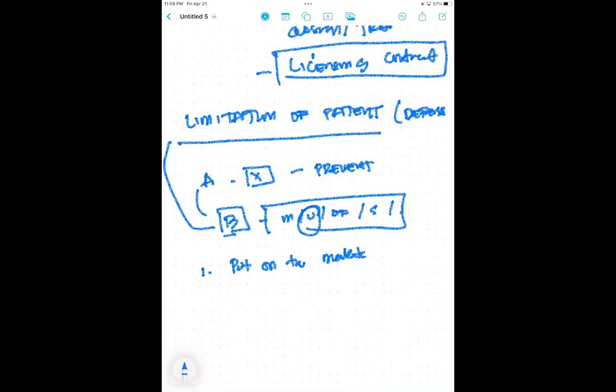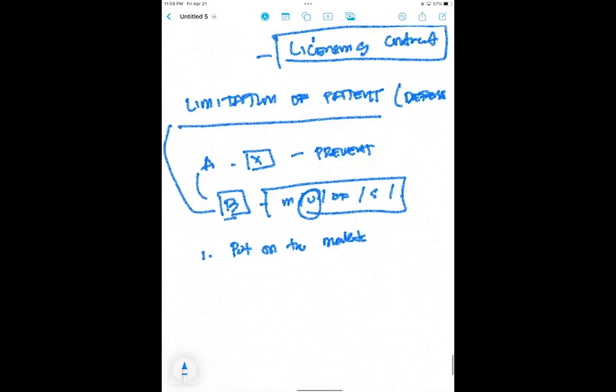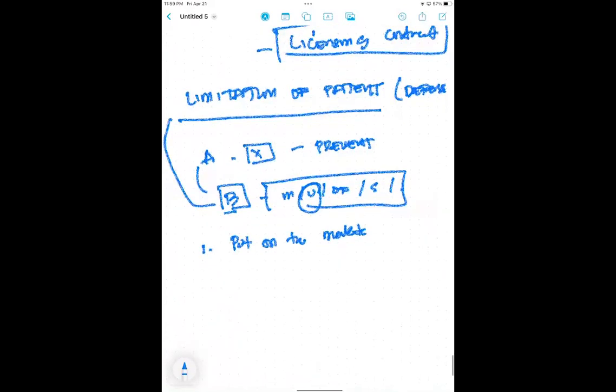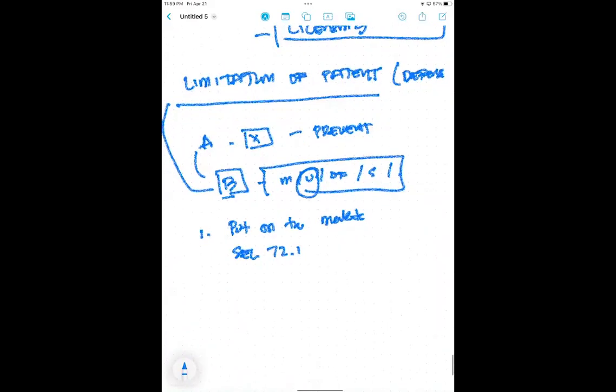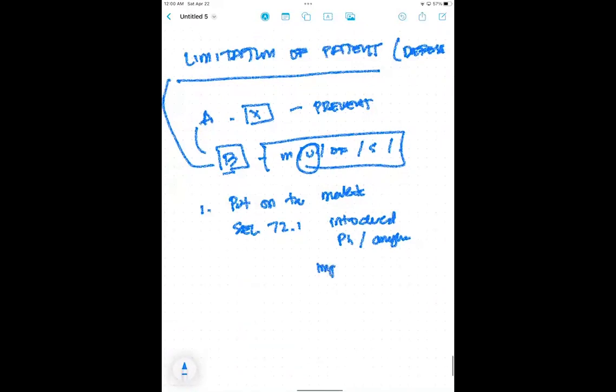Okay? Now, with respect to drug or medicine, okay? With respect to drug or medicine, Section 72.1 says that if the medicine has been introduced in the Philippines or anywhere else in the world, okay? That medicine may be imported by third party.